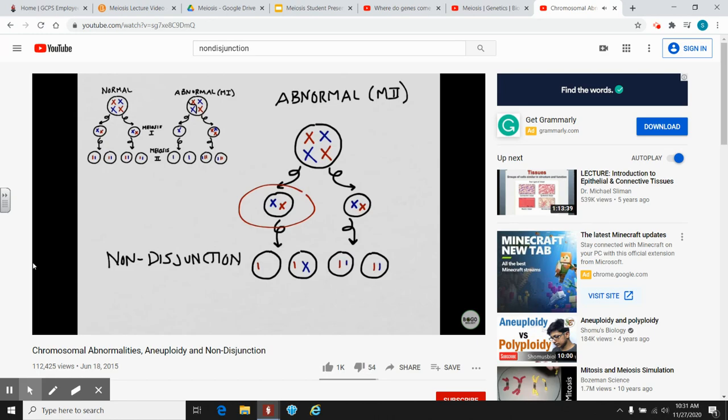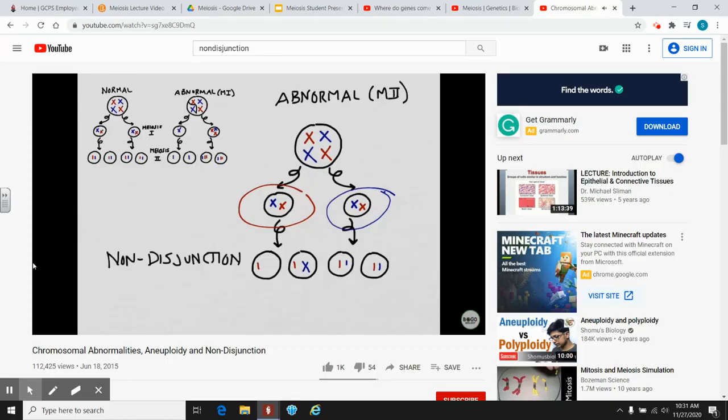Even if this cell over here on the right divides perfectly, you still have half of your cells that are not correctly formulated in terms of the number of chromosomes that they have. Non-disjunction is much more common in older individuals. So the older someone is, the more sticky their chromatids become and the less likely they are to separate. This is why older parents are more likely to have children with chromosomal abnormalities.